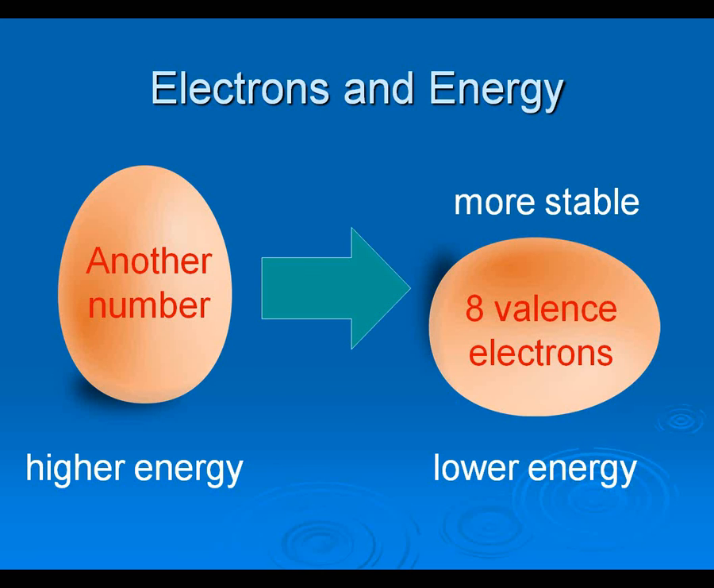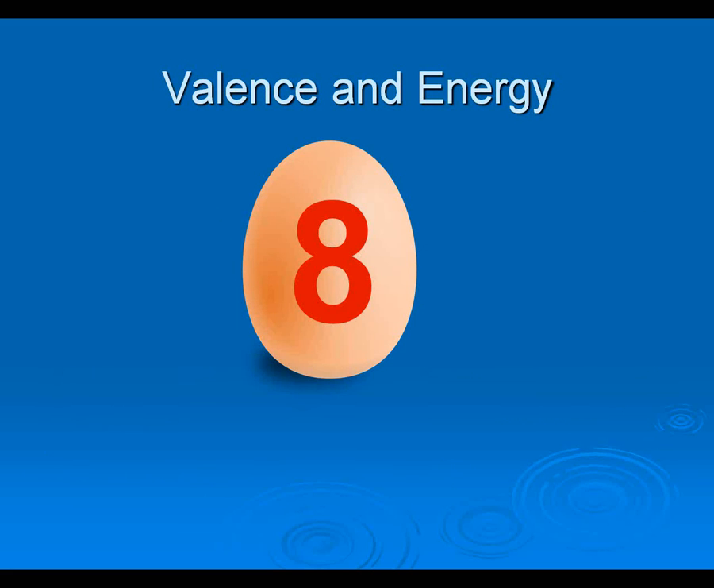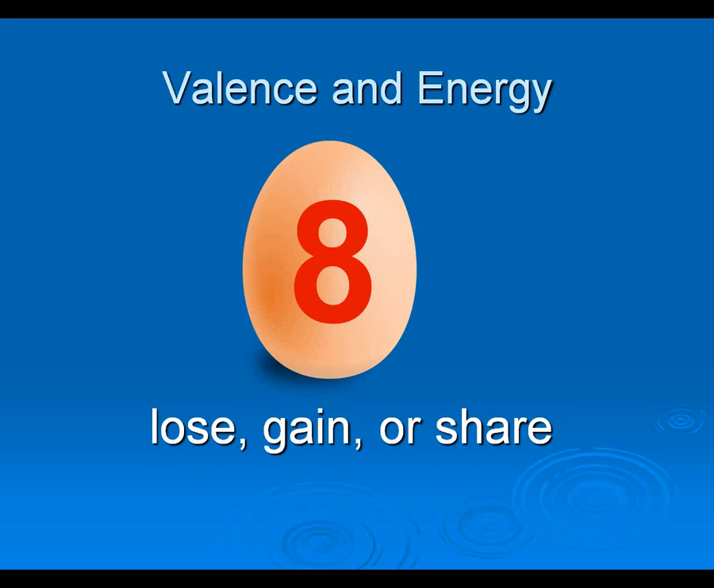So what an atom will do is it will try to get 8 valence electrons, because 8 is more stable than less than 8 or more than that. So 8 is the magic number here. And in general, that's what atoms and elements are trying to do. They're trying to obtain 8 valence electrons because that is the most stable state.